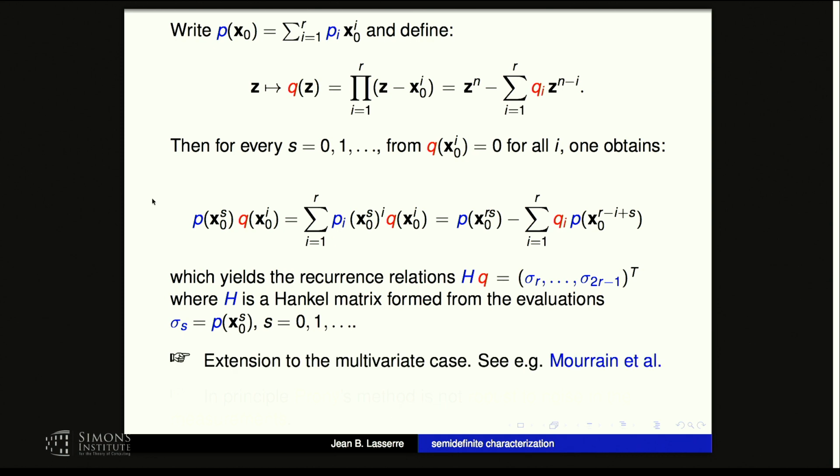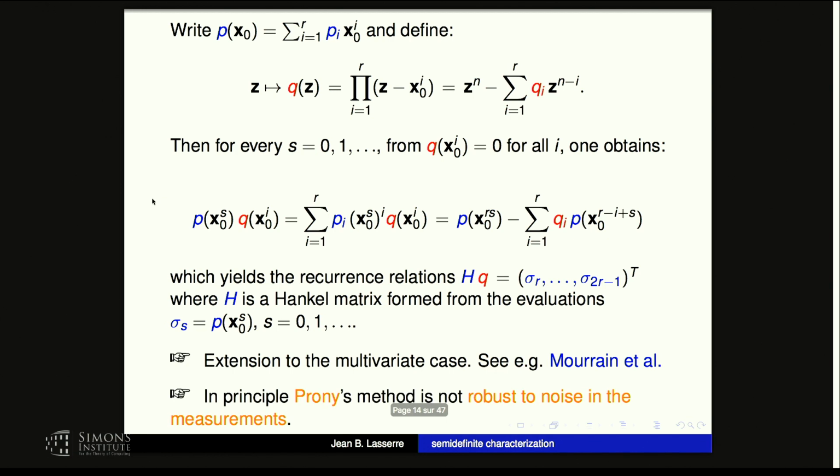And there is an extension to the multivariate case, which is done by many people, but in particular Bernard Mourrain. And why people don't use this, it's not a systematic method which is used in this case, because the claim is that this method is not very robust to noise. If your evaluations are noisy, then you cannot recover your polynomial very nicely. You will have some propagation of error, and Prony is not considered to be a stable method.